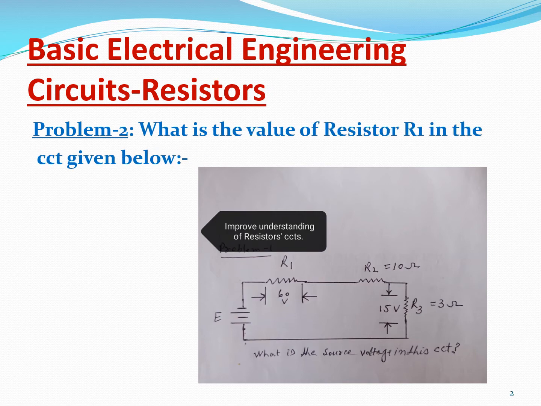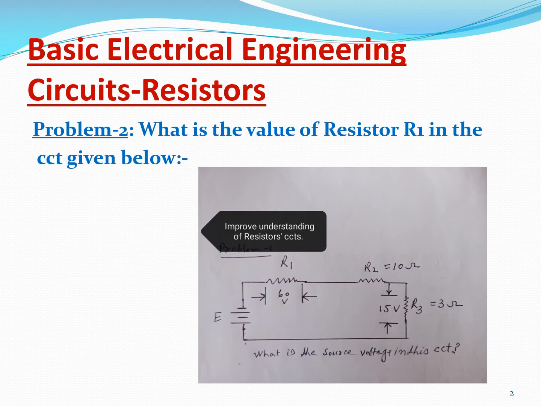Problem number 2. What is the value of resistor R1 in the circuit given below? Now there are two ways. One is that, as you know, that in series the current remains the same, and just now we have said that the current which is passing through R3 is 5 amperes, and the same current is passing through R1 also.